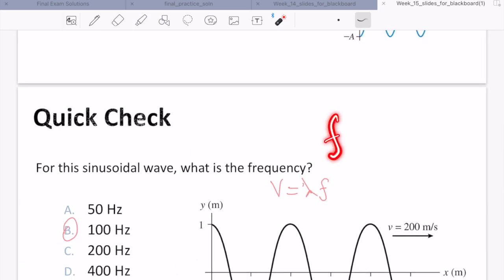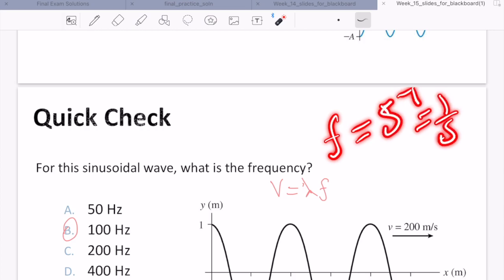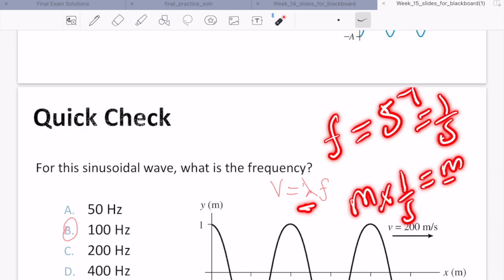Because remember, frequency is measured in inverse seconds, or 1 over seconds, which is hertz, and your wavelength would be in meters. So meters times 1 over seconds will give you meters per second.